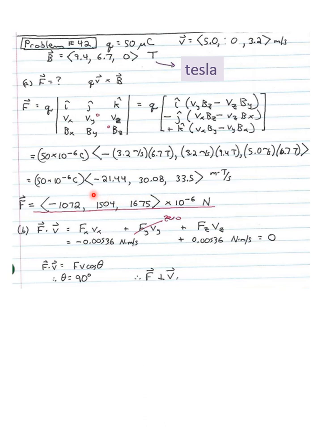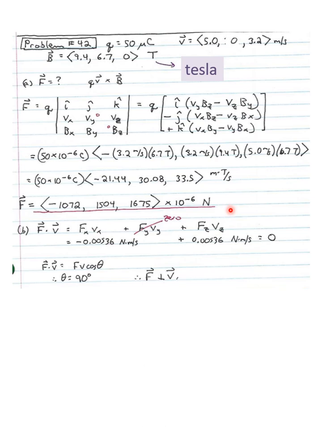And so here, as I've multiplied through that vector, I've still got Q on the outside, and the units are meters Teslas per second. When I multiply through the charges, it becomes this: negative 1072, 1504, and 1675, and all of that is micronewtons. So off to the side, I've written times 10 to the negative 6. So it's all of these micronewtons. That's the force.